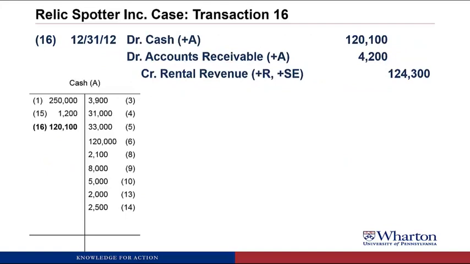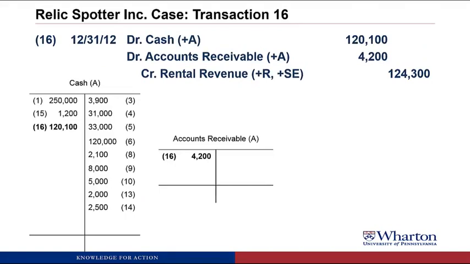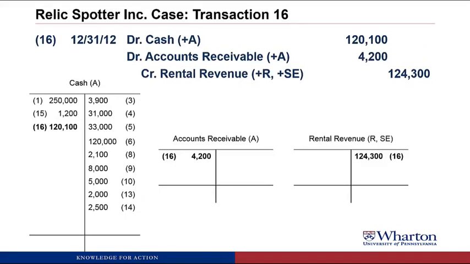To post this one, we add another debit to the cash account, so another increase in cash. We create an accounts receivable T account with a debit balance, and we create a T account for rental revenue, which has a credit balance.